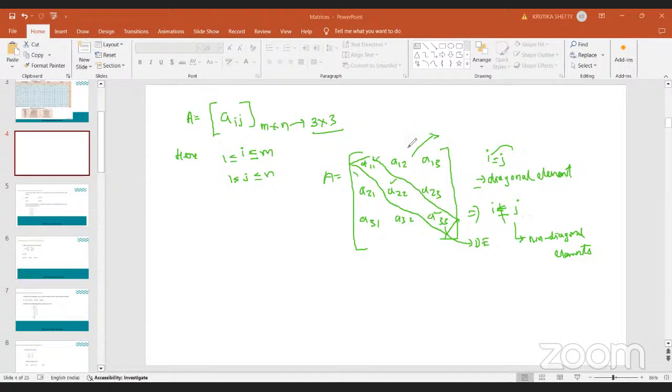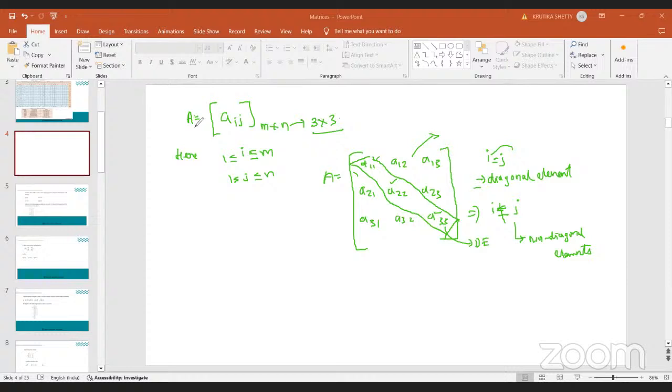Next, this is the general form which you need to know. If the order is given as 3 cross 3, it will have 9 elements. 2 cross 2 will have 4 elements, and so on. The next concept we will be discussing is types of matrices. One by one, first we will discuss, and then we have a chart over here. We will go through that chart on types of matrices.